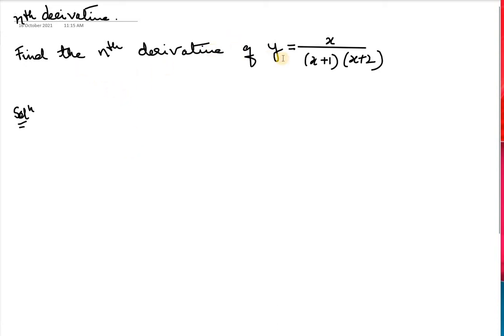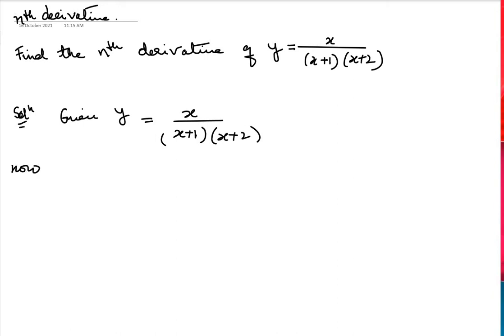Let us find the nth derivative of this function y is equal to x by x plus 1 into x plus 2. To find the nth derivative of this function, we'll use the method of partial fractions in order to find out the nth derivative of this type of function. So we can start in this way. Given y is equal to x by x plus 1 into x plus 2.